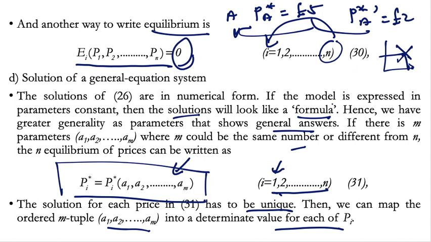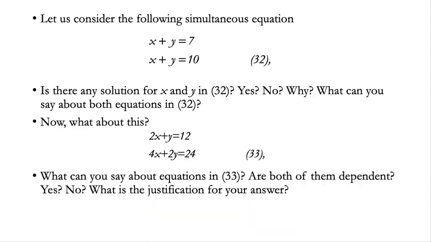Okay, so if it is unique, then we can find a determinate value for each of the prices. All right. So this is the example of general equilibrium. If you see the process I did, variable elimination to solve the question. What if we have different types of simultaneous equation like this?